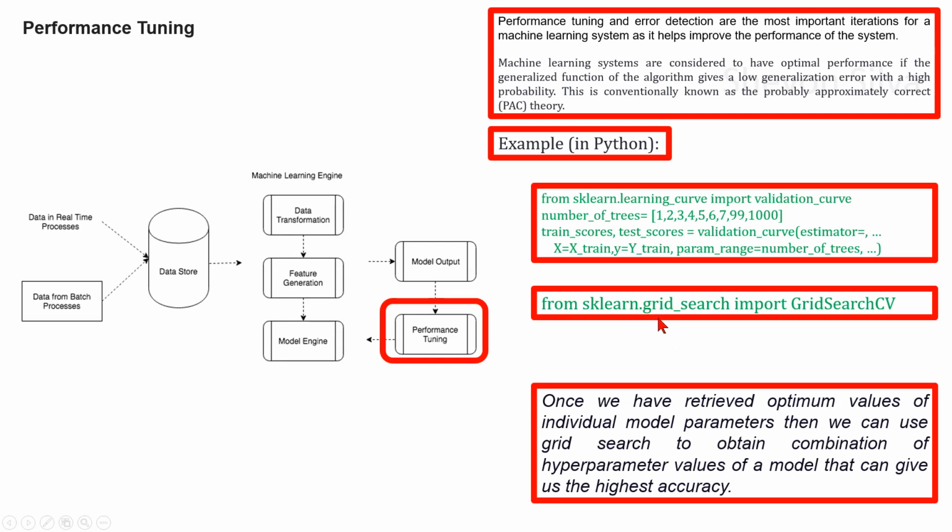Once we have retrieved optimum values of the individual model parameters, then we can use grid search to obtain a combination of hyperparameter values of the model that can give us the highest accuracy. Grid search evaluates all possible combinations of the parameter values. Grid search is exhaustive and uses brute force to evaluate the most accurate values. Therefore, it is a computationally intensive task.